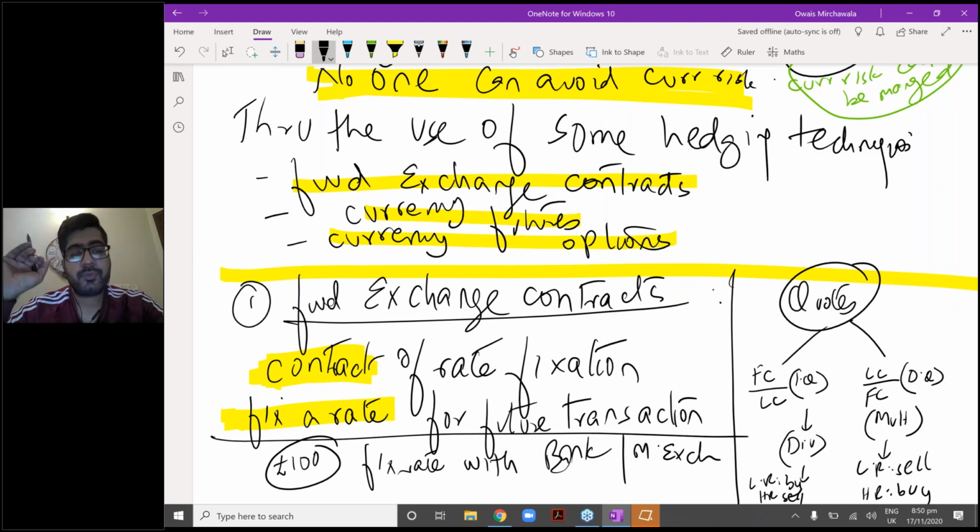This is basically a forward exchange contract: we fix a rate. Or let's suppose in 4 months you will be receiving 1000 USD from someone. In receiving, you're always afraid that rates may go down. This is currency risk. What to do? Fix a rate. This is a forward exchange contract: you fix a rate for a future transaction.